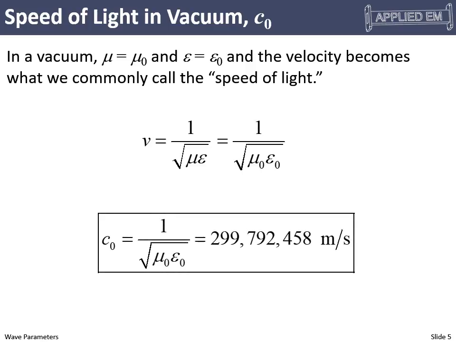We give that a special symbol, c0, and it's equal to 1 over the square root of the product of the free space permeability times the free space permittivity. And here is the speed of light. In fact, that is exact. There are no decimals. The reason that is exact is because that's how we define 1 second. We define that based on the speed of light in a vacuum.